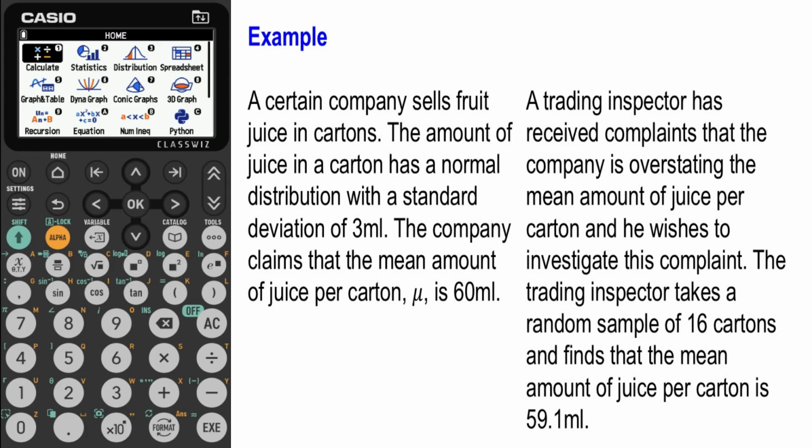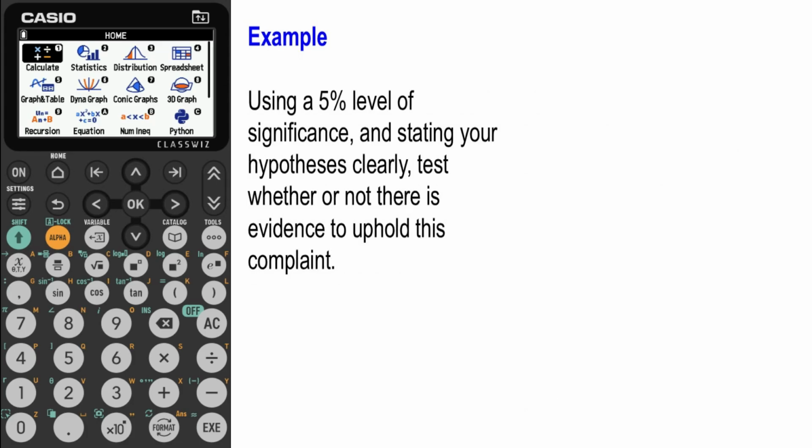A trading inspector has received complaints that the company is overstating the mean amount of juice per carton, and he wishes to investigate this complaint. The trading inspector takes a random sample of 16 cartons and finds that the mean amount of juice per carton is 59.1 milliliters. Using a 5% level of significance and stating your hypothesis clearly, test whether or not there is evidence to uphold this complaint.